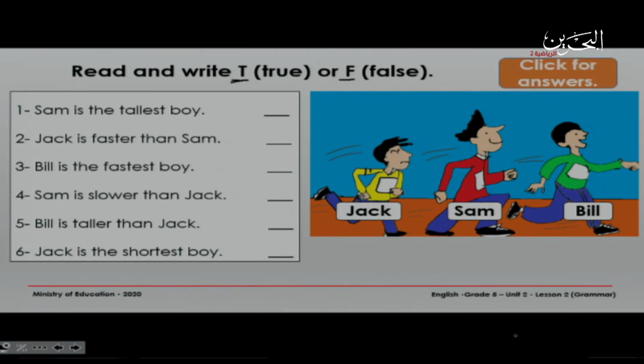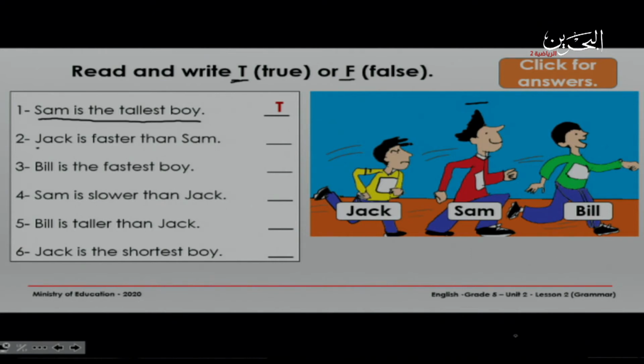Are you done? Now let's check your answers. Let's look at the first one. Sam is the tallest boy. Where's Sam? Look at him. What do you think? Yes, T for true.